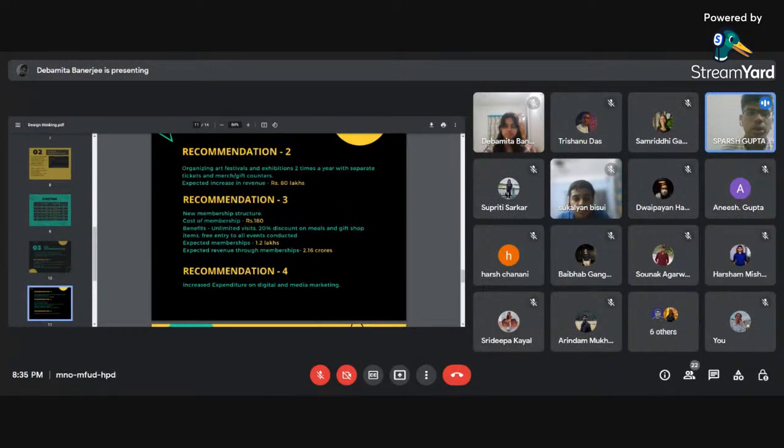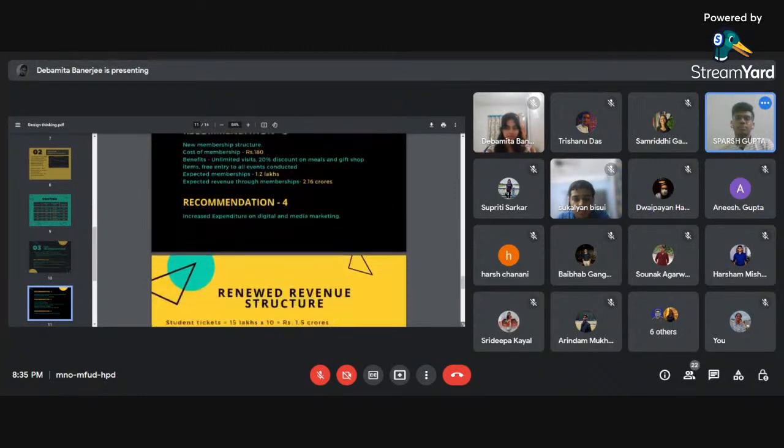And a fourth recommendation is that we increase our digital reach, given that most students and tourists look up places digitally and then visit them. So if we increase our digital reach, we will have greater footfall to our museum. Next slide.